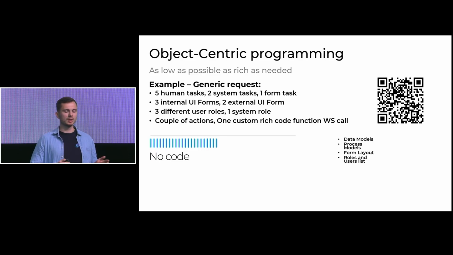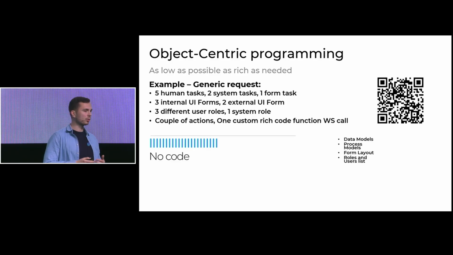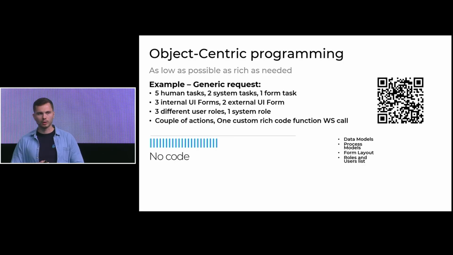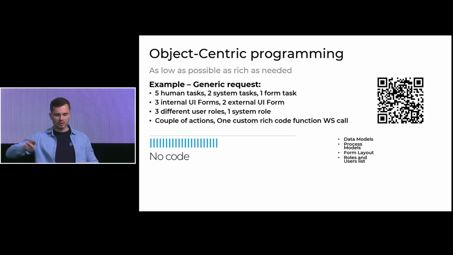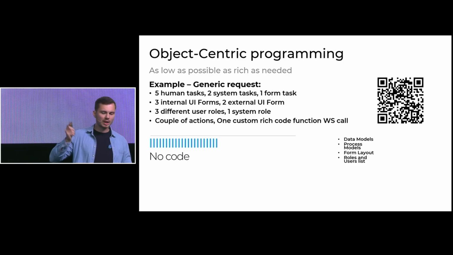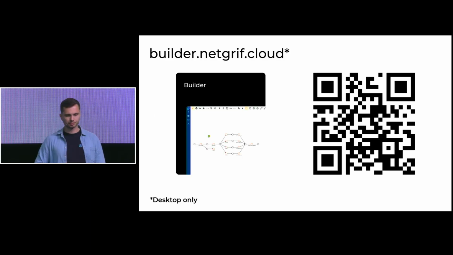If this employee decides that it needs to go to legal, then there is a task for the legal department, and they need to make some statement. If not, it goes directly to the answer to the client, which is the PR department's job, and afterwards, the client will get an answer from the company about the state of this problem. This application could go longer, but let's stay here. So, a couple of human tasks, a couple of system tasks, 3 interfaces, 3 different roles, 1 system role, and there will be some action and also a connection to rich code.